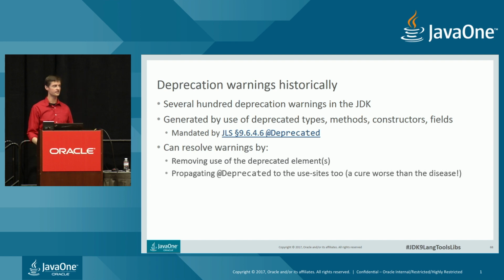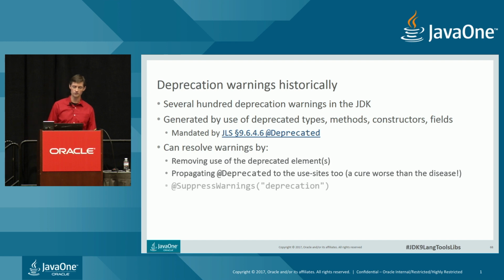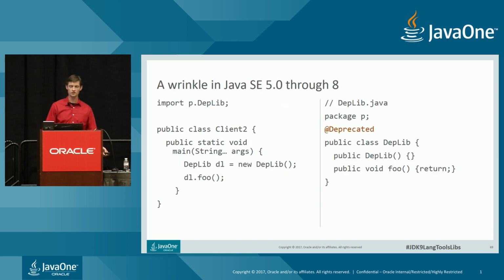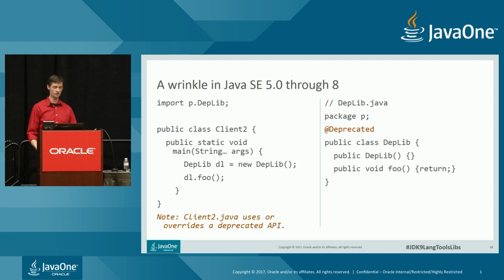You can propagate the deprecated annotation to the use sites. That's not very good either, because now you're making more of your code deprecated. So if you can't do either of those, you can suppress the warnings to let the compiler know to not warn you about that anymore. So let's say you had your client library on JDK 5 through 8, and it used some deprecated type in the JDK. You compile this, and you get your deprecation warning.